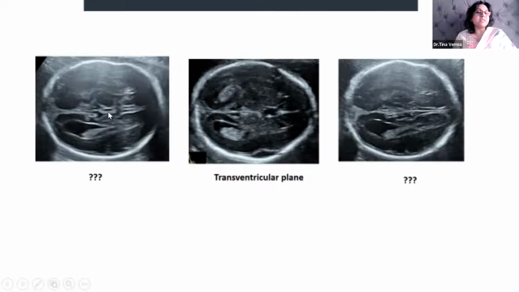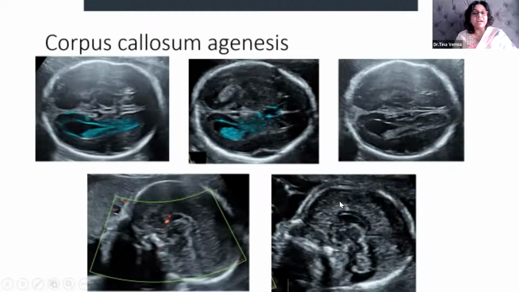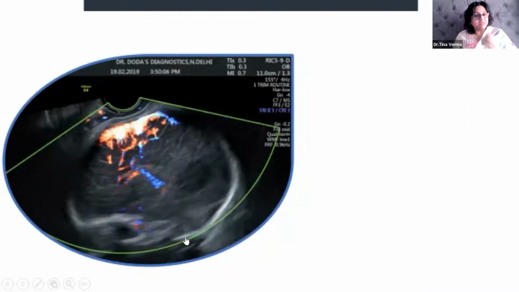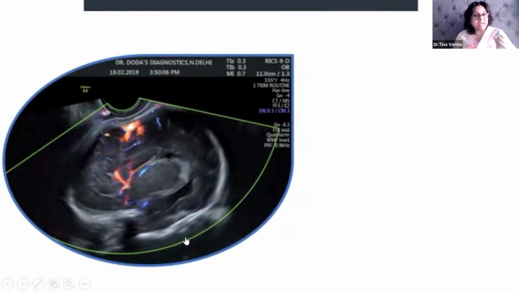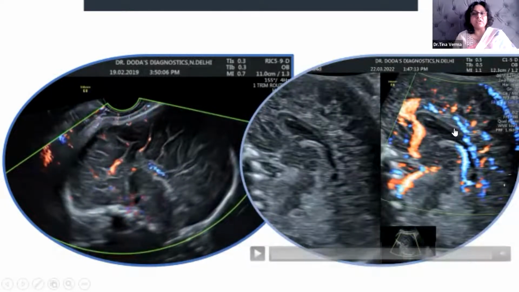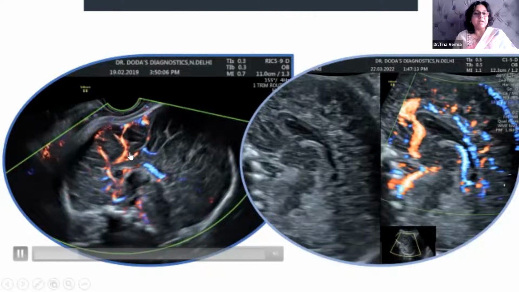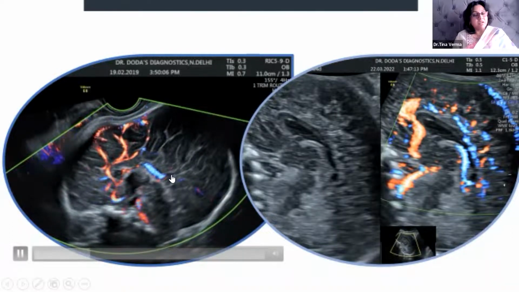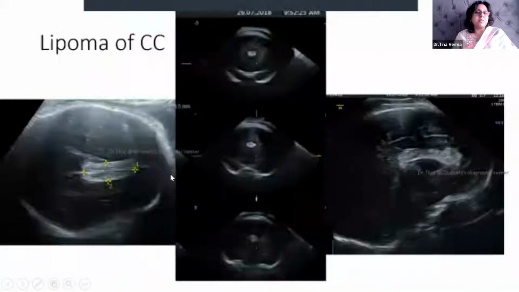So I confirm it on extended neurosonography, and what do I find here? I should have seen the corpus callosum like this, but I am not able to see the corpus callosum. So probably we are dealing with agenesis of corpus callosum. I confirm it in the Doppler scanning. I am not able to see the pericallosal artery. The course of the pericallosal artery should have been like this, posterior part, but I'm not seeing that here. So we confirm that this is a corpus callosum agenesis.